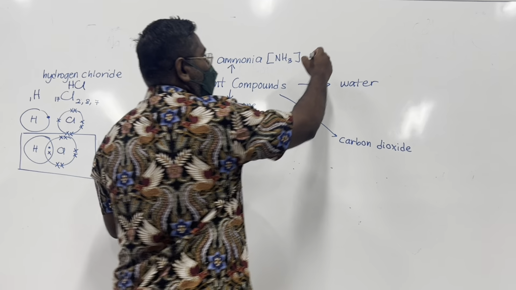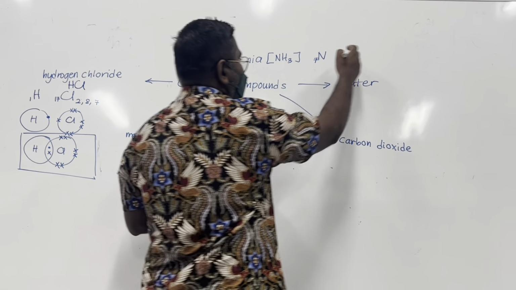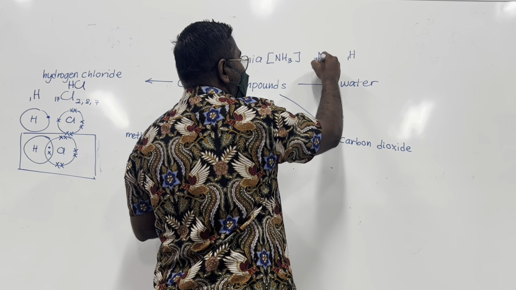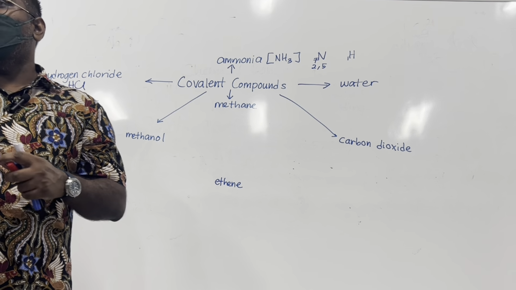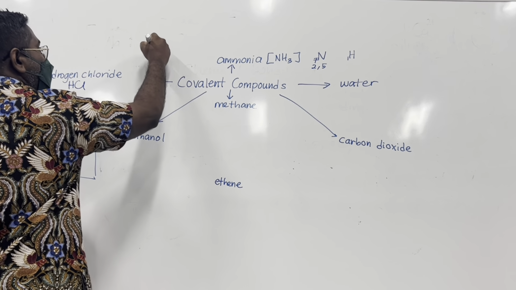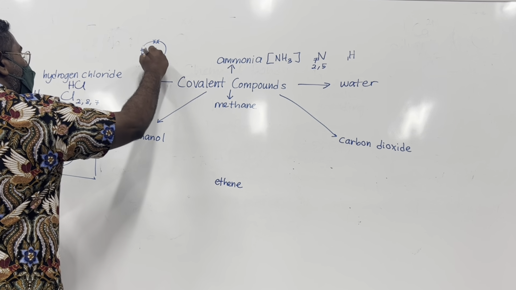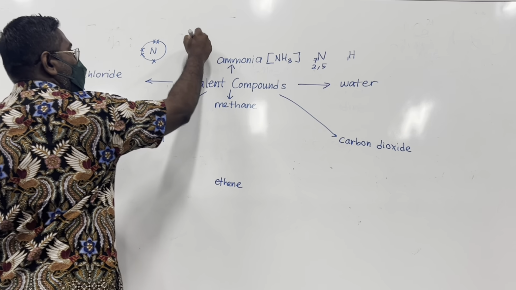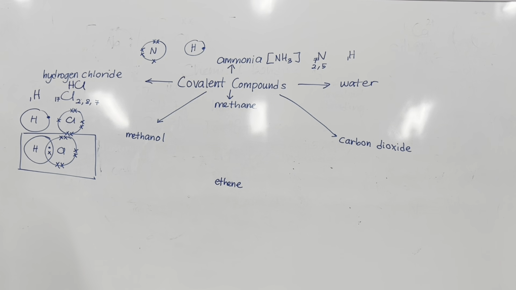Nitrogen. If you look at your periodic table, nitrogen is 7 and hydrogen is 1. So 2, 5. Nitrogen has 5 valence electrons. So I'll just draw nitrogen first. Nitrogen has 5 valence electrons, so 1, 2, 3, 4, 5. Hydrogen has only 1. Now for hydrogen, they just need 1 electron to reach the duplet structure. But nitrogen, on the other hand, has a bigger problem.